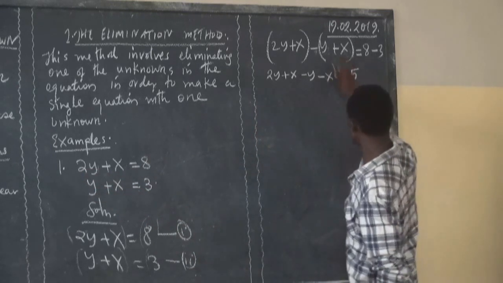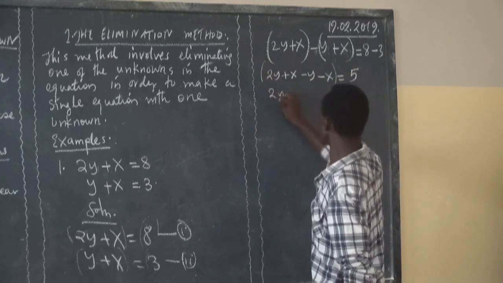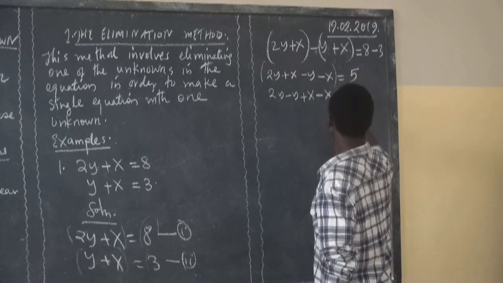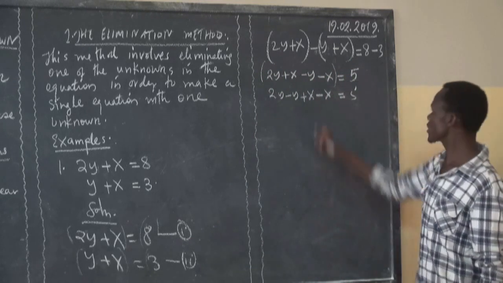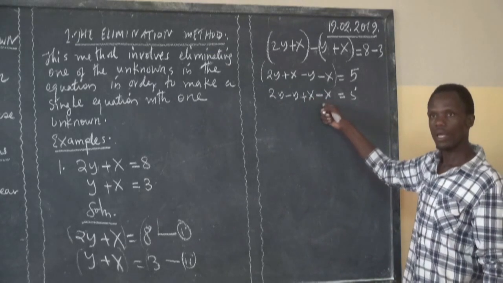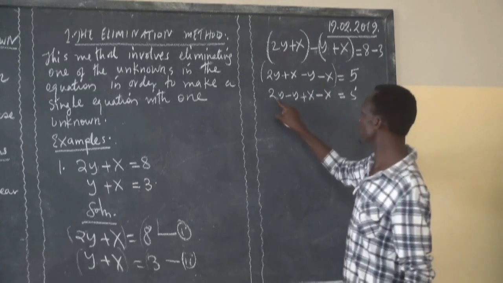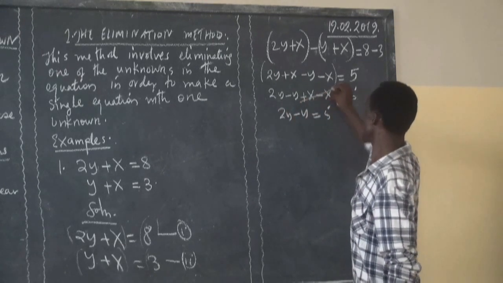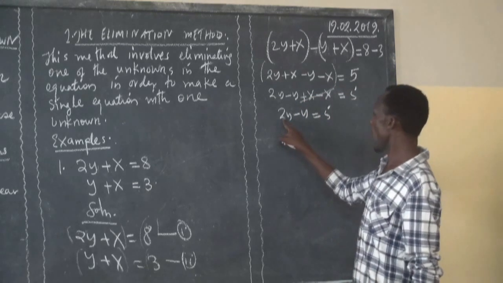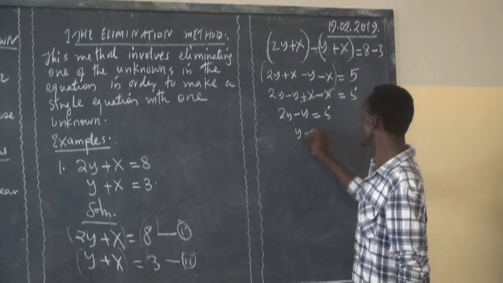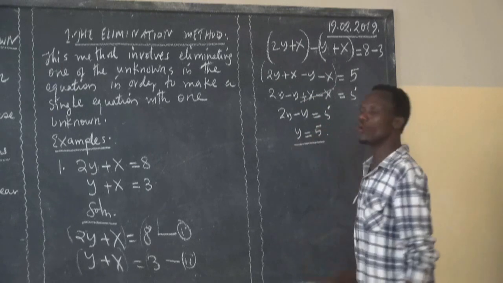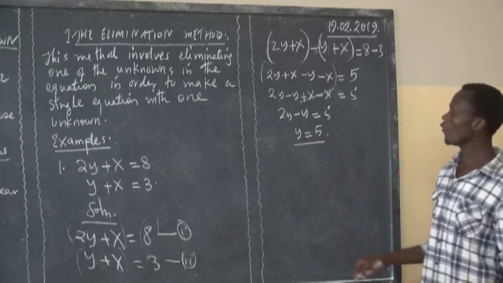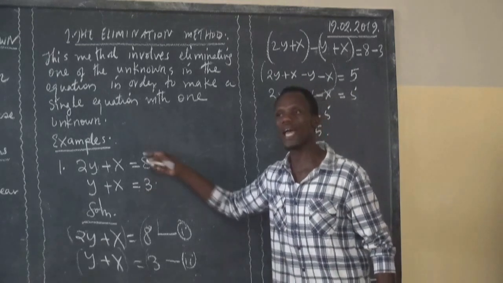Now, collecting the like terms here, we have 2y minus y, plus x minus x, is equal to 5. Positive x minus x is 0, so that goes out. Now you have 2y minus y is equal to 5, so y is equal to 5. Now you have got the value of y.